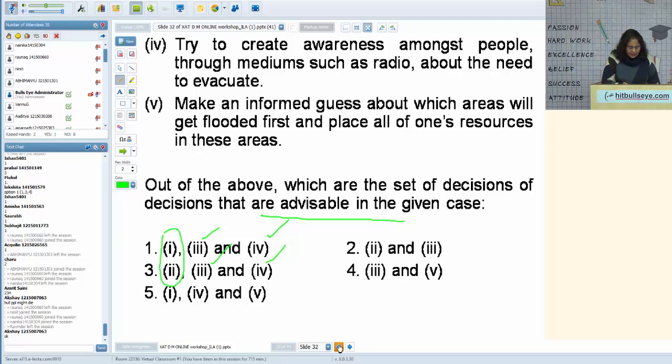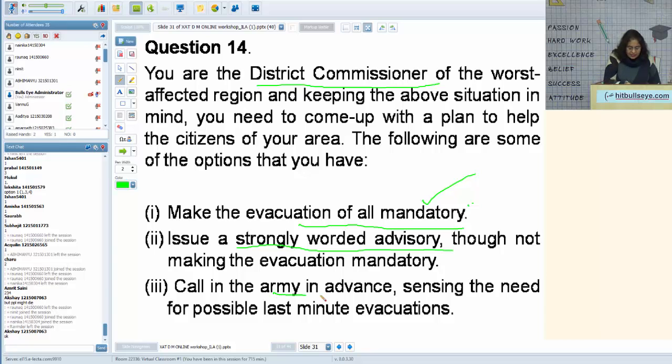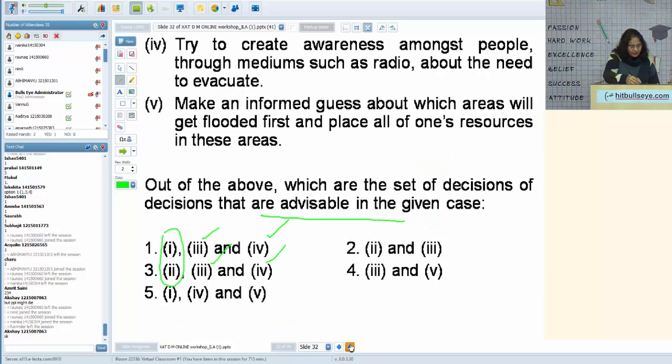And the third option we saw, call in the army in advance. Just be prepared if the situation worsens to help them, because we want them safe, as you said. And fourth, try to create awareness through mediums such as radio about the need to evacuate. So we are telling them that they need to evacuate. We are trying to create this kind of awareness, and we can advise them and still be ready with an option like the help from the army. Okay, so the correct answer is second, third, and the fourth.